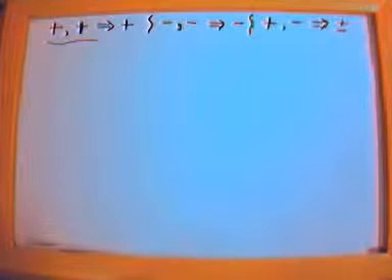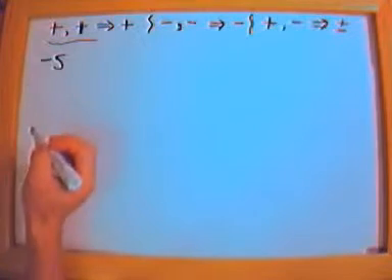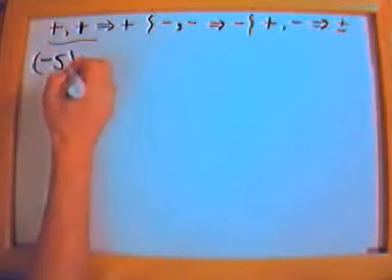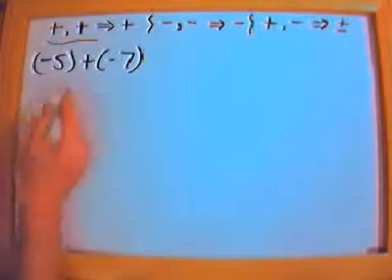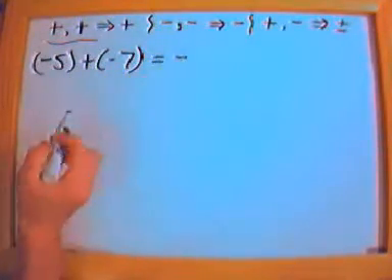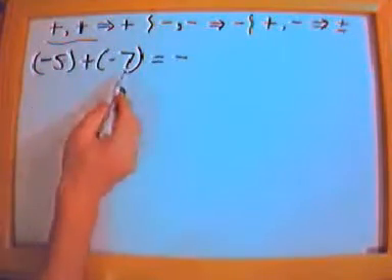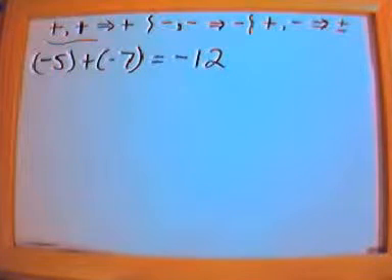Okay, let's say we've got negative 5 plus negative 7. Well, that's a negative plus a negative. Answer will always be negative. And then to get the actual number, I just add the numbers together. 5 plus 7 is 12. The answer is negative 12.